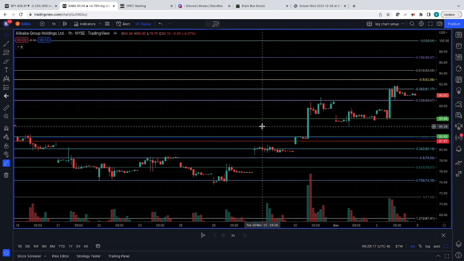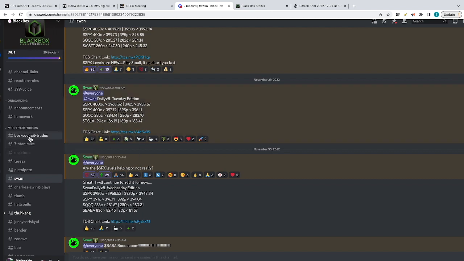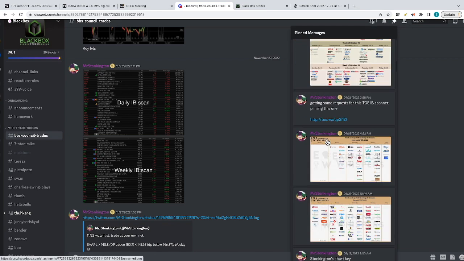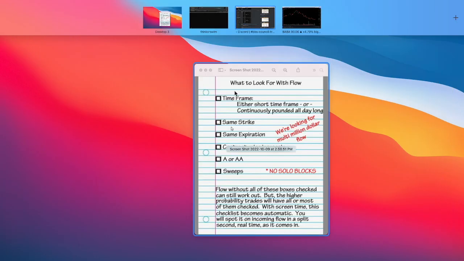So with this in mind, I wanted to shift to what we can look for in terms of setups into this next week. If you're trading with us here at Blackbox, over here in the council room under pinned messages, a while back I pinned this scanner for inside bars, which is where I'm pulling this information. You can use this if you want to run these scans yourself.